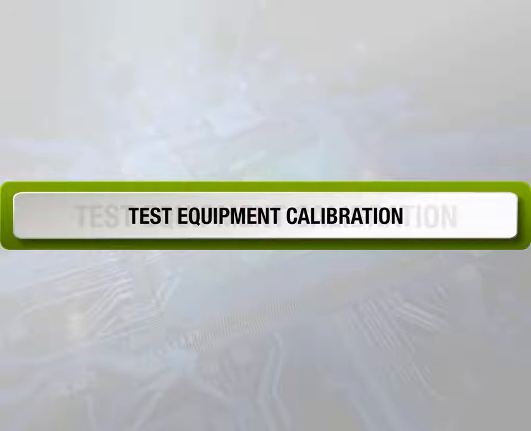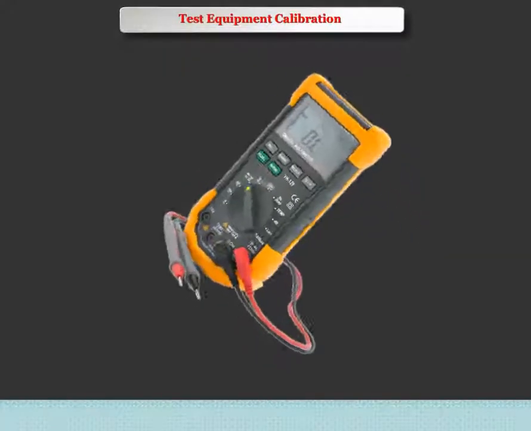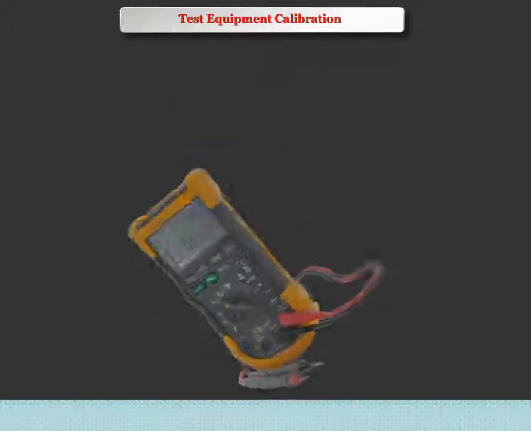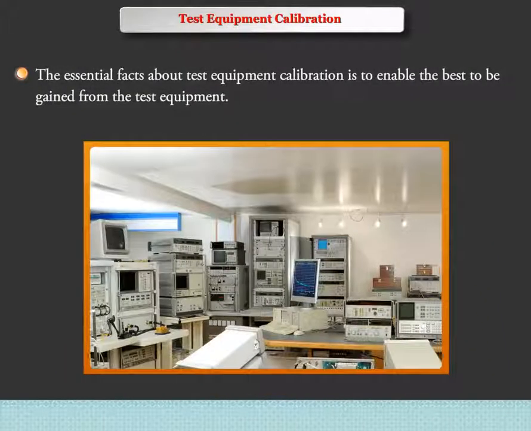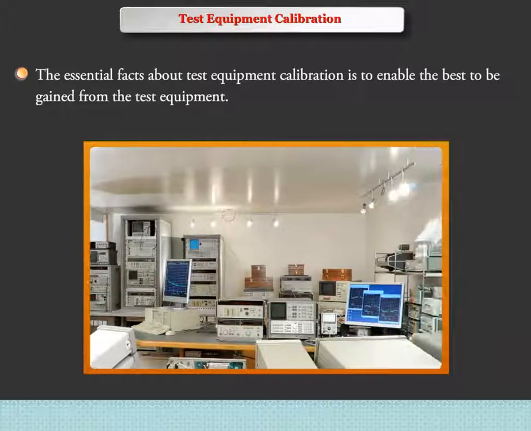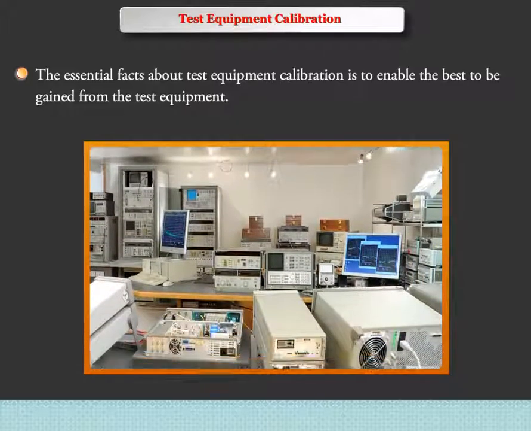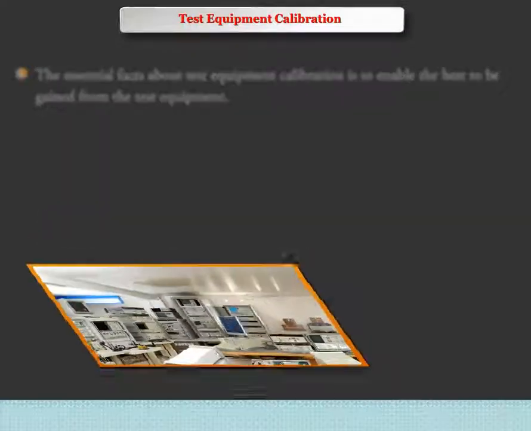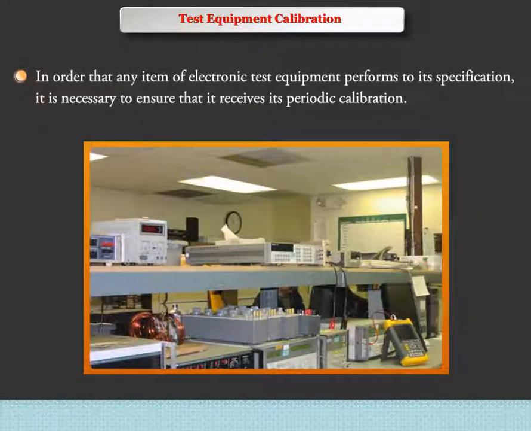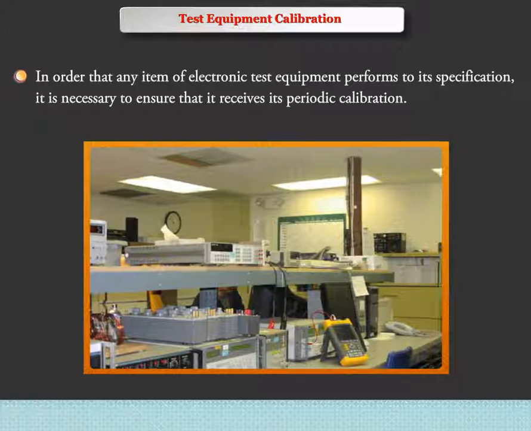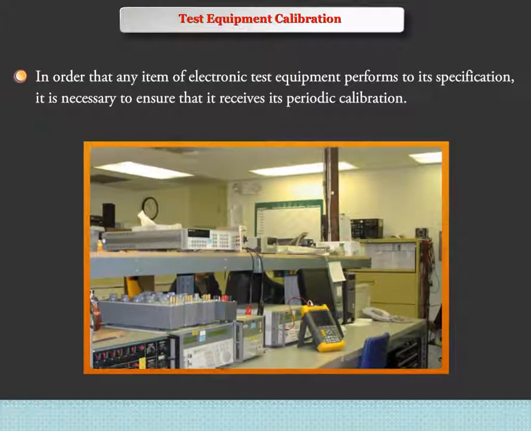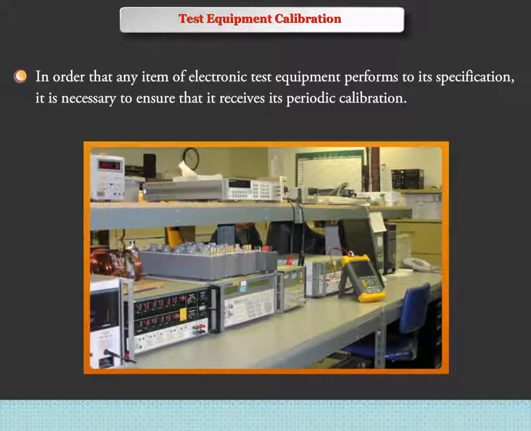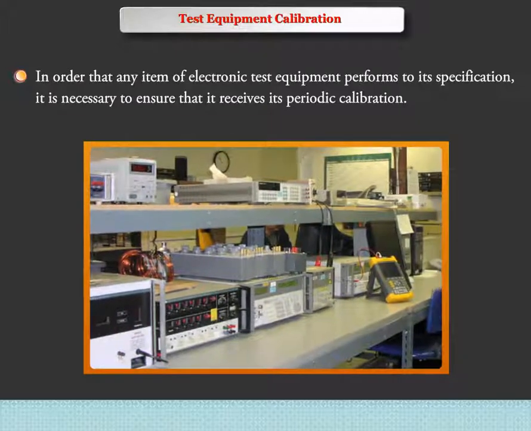Test equipment calibration. In this video, we are going to see about test equipment calibration. The essential fact about test equipment calibration is that it enables the best to be gained from the test equipment. In order that any item of electronic test equipment performs to its specification, it is necessary to ensure that it receives its periodic calibration.